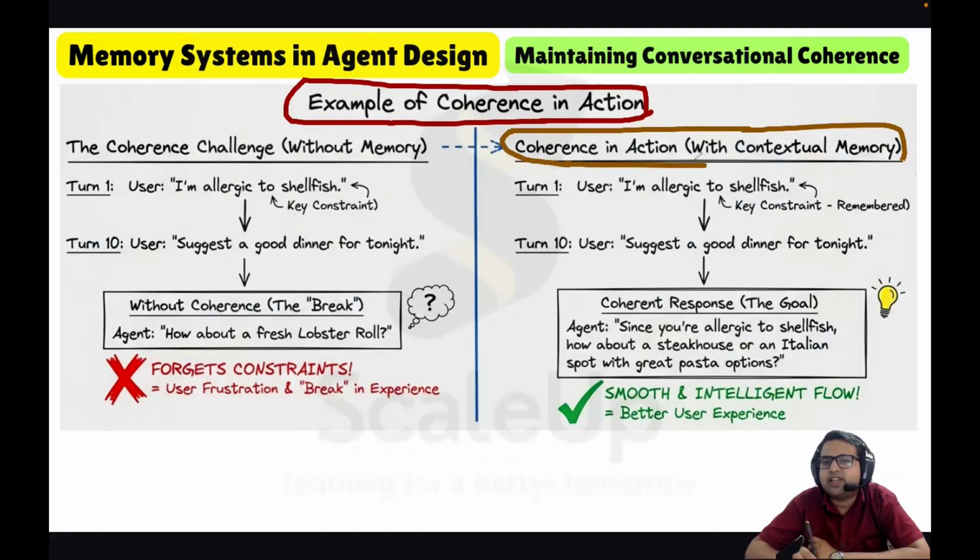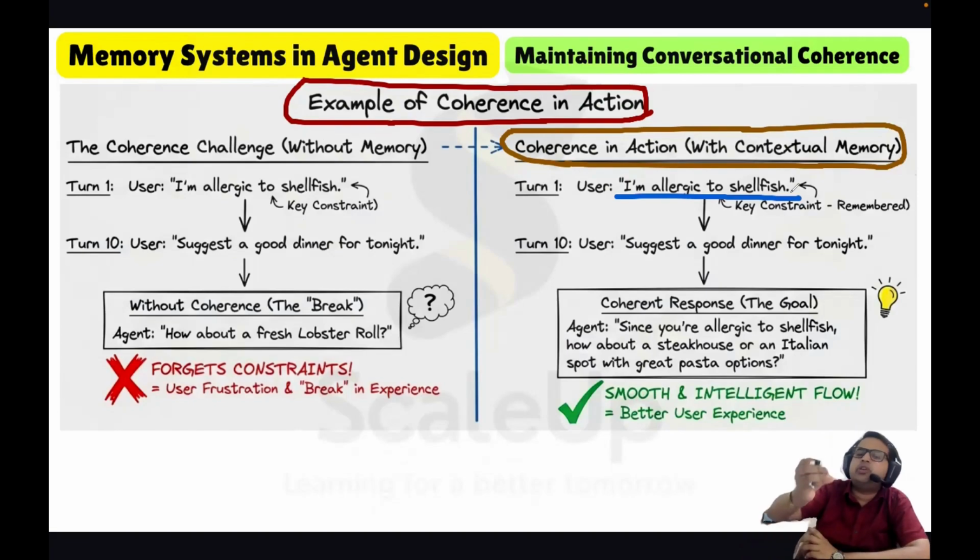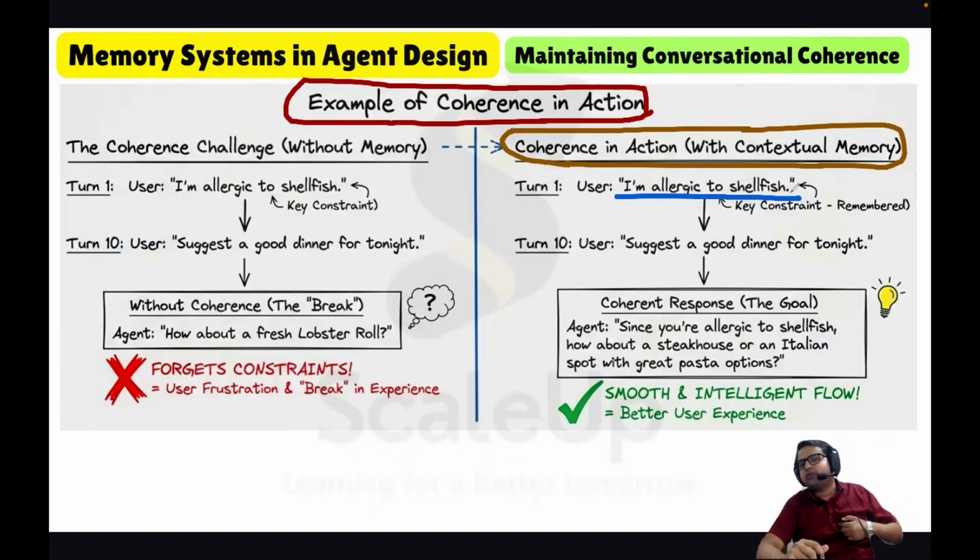So it's the same scenario. Now in turn one, the user is telling the agent that they are allergic to shellfish. And with contextual memory, we will be storing this very important information in the active context window. The context window will store it.